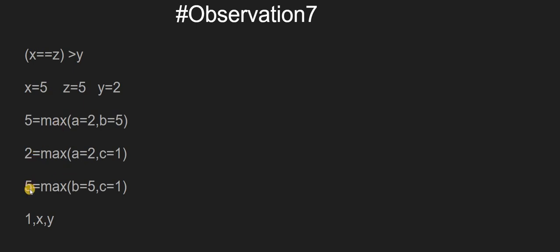Next z equals to max of b comma c. Z is 5. Then max of b comma c. As I have taken b equals to 5 here, we have to take b equals to 5 only and c is equals to 1. Here the case is possible. So we have to print 1, 5, 2. 1, x means 5, y means 2. Otherwise we can also print 1 comma z comma y.